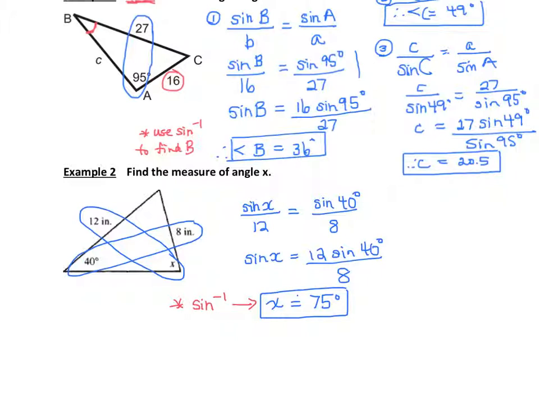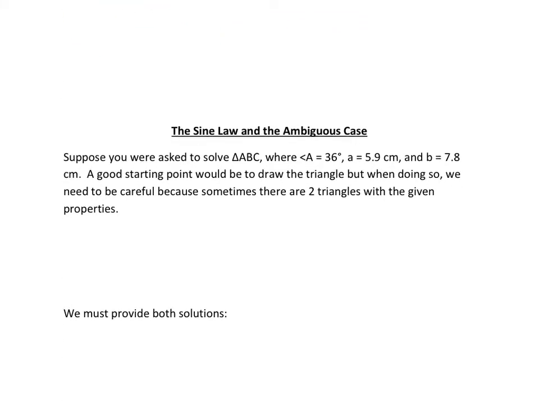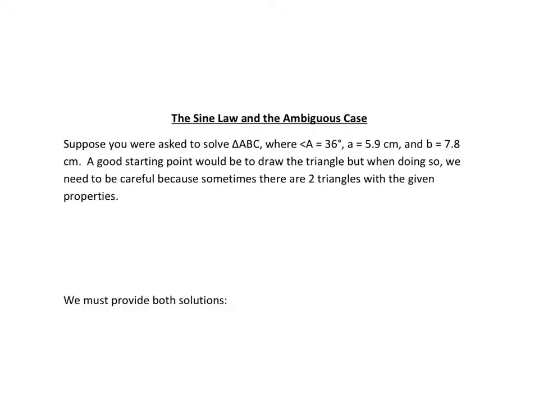Sometimes it's possible when you're given the measurements of a triangle, or some of the measurements in a triangle, and you're asked to solve said triangle, it's sometimes possible to draw the triangle more than one way to satisfy the given criteria. In other words, there is sometimes more than one solution possible. So I've given you an example of that here. It says, suppose you were asked to solve triangle ABC, where A is 36 degrees, side A is 5.9 centimeters, and side B is 7.8 centimeters.